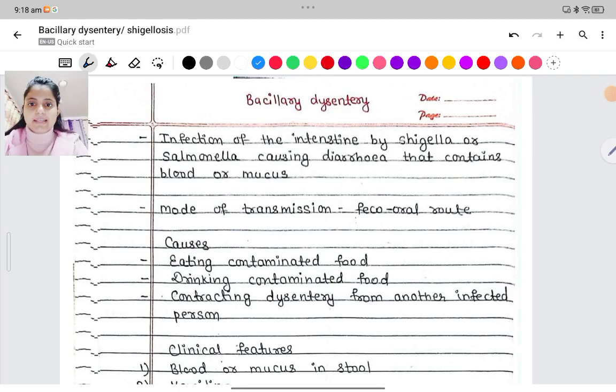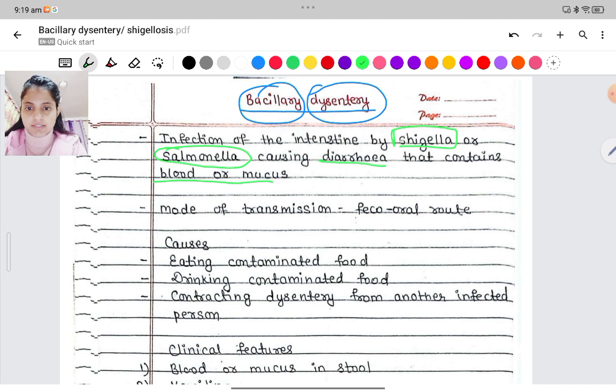Let's study about bacillary dysentery. Bacillary dysentery, as the name says, is caused by bacilli, and there is dysentery. It is an infection of the intestine by Shigella or Salmonella, causing diarrhea that contains blood or mucus. When there is diarrhea that contains blood or mucus, it is called dysentery. So this is caused by Shigella and Salmonella.